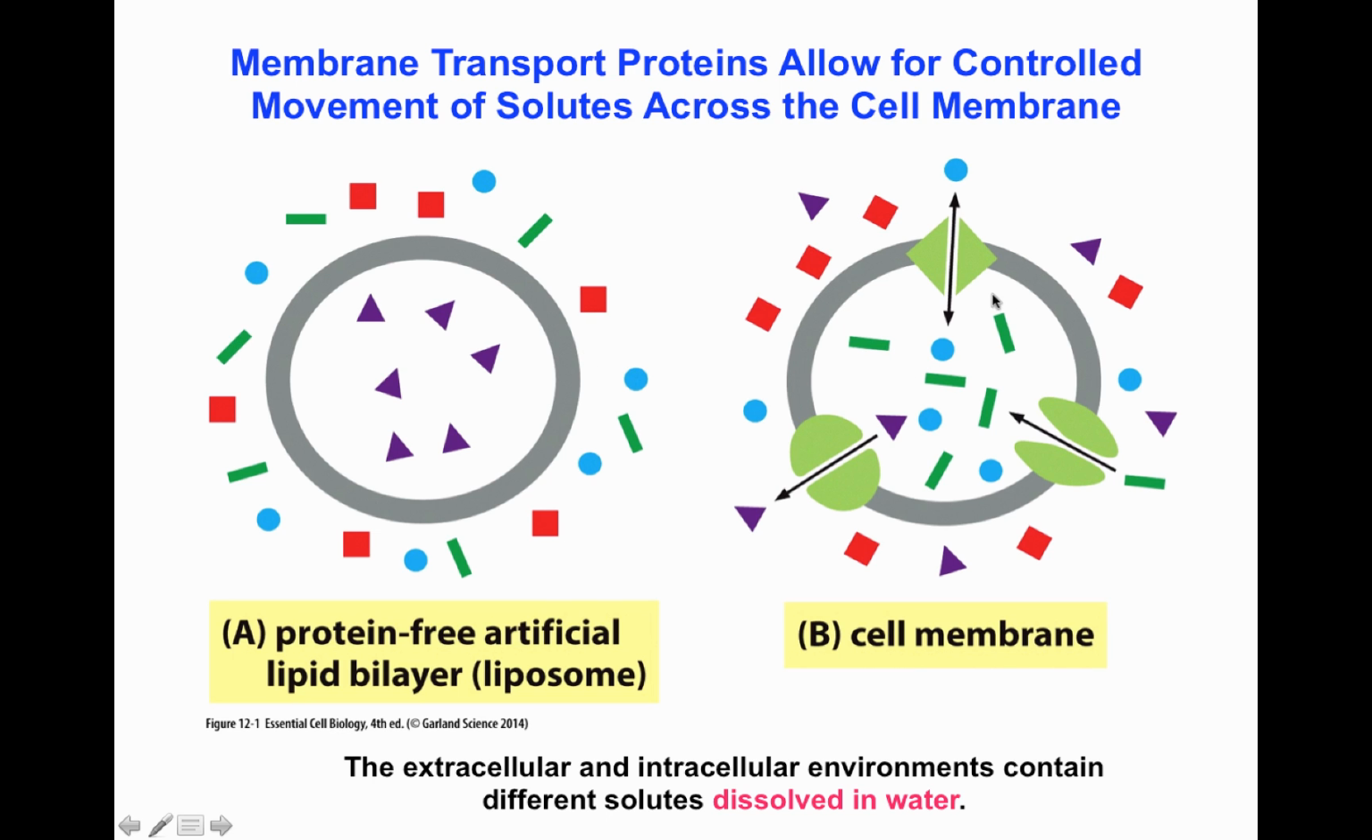So for example, this receptor here is going to allow for the movement of the circles. This other transport molecule is going to allow for the movement of these triangles from the inside of the cell to the outside, and this other transport molecule is going to allow for the movement of these little rectangles from the outside of the cell to the inside.